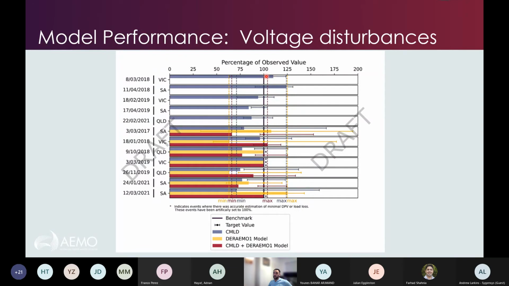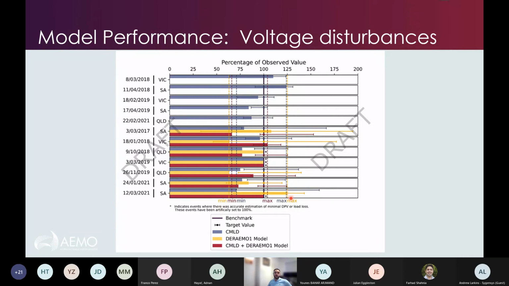So the model's doing well. In blue, you've got the composite load model. In yellow, you've got the DPV model. In red, you've got a combination of the load and DPV, which gives you your operational demand. And then you've got the minimum values and maximum values.